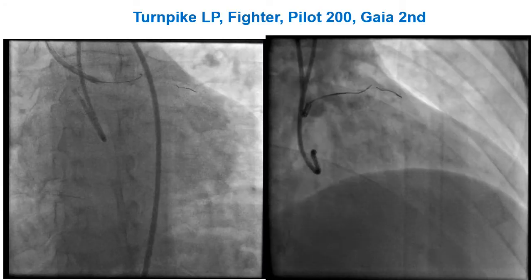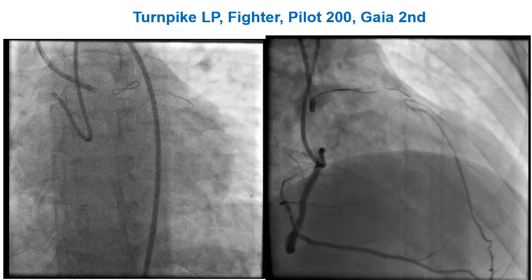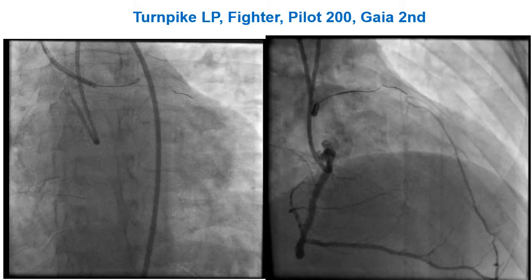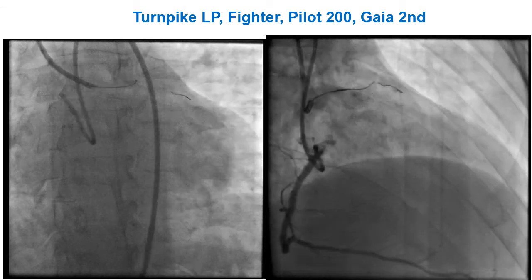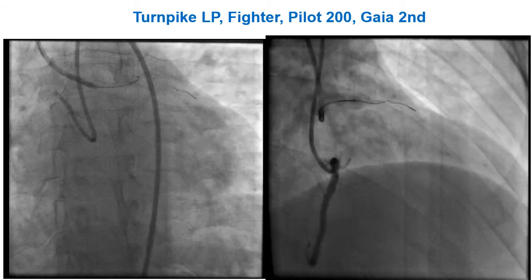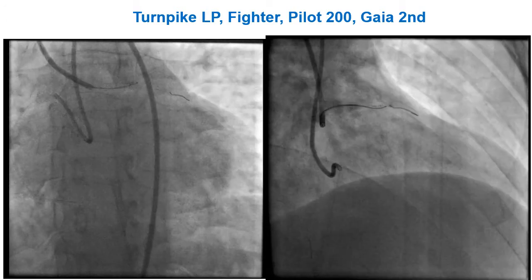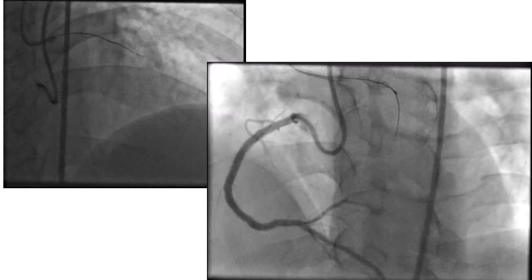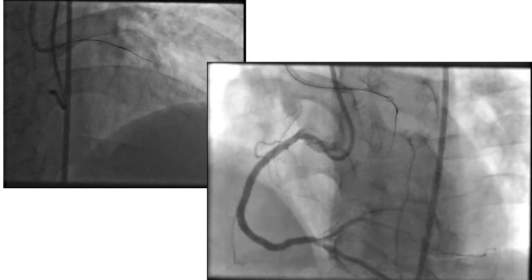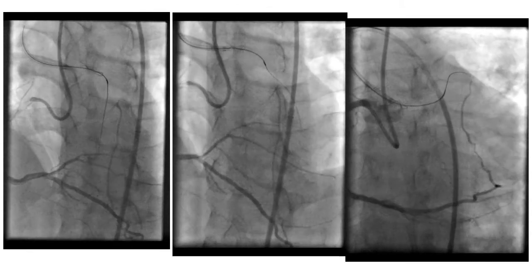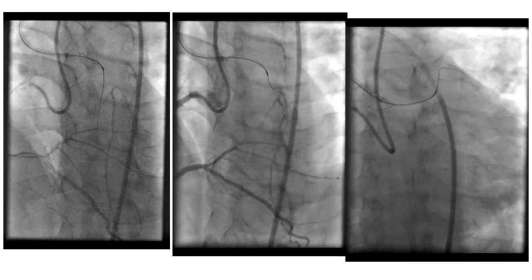So we decided to start with a Turnpike LP and a soft wire like the Fielder XT. That did not work because the wire could not cross, so we proceeded with a Pilot 200 and Gaia Second, but all these wires kept going in the wrong direction and did not penetrate the proximal cap. As you see here, all the wires are going in the wrong direction.